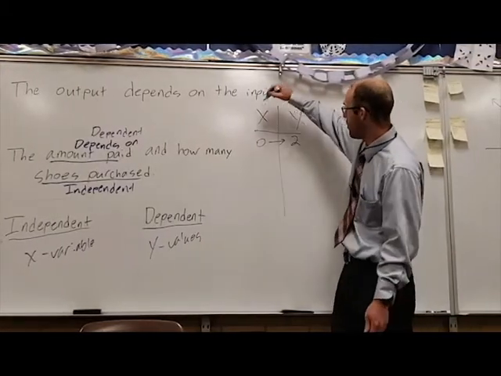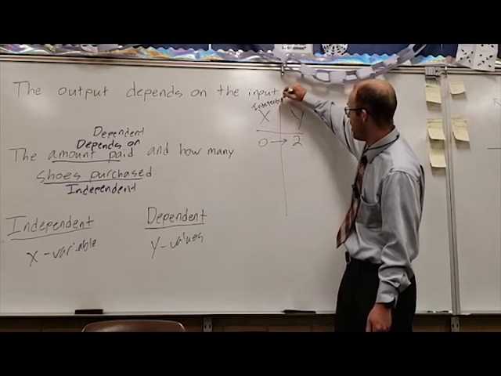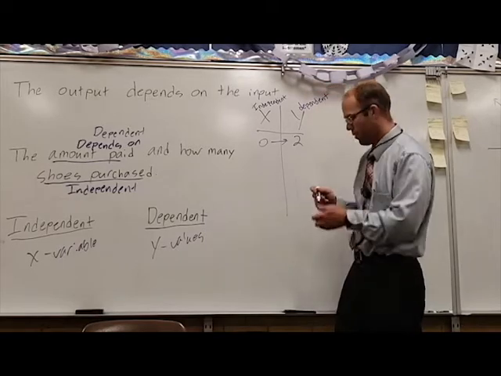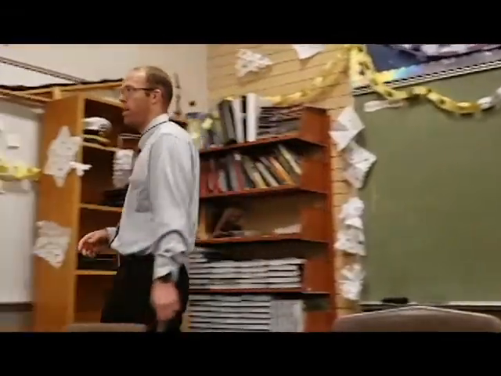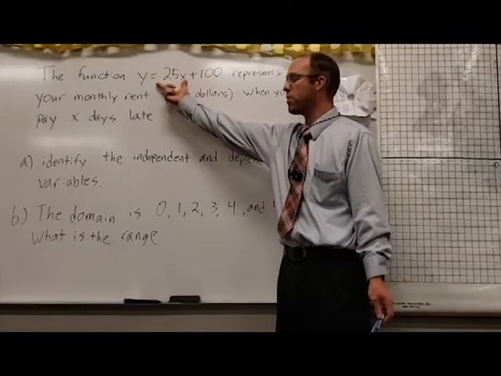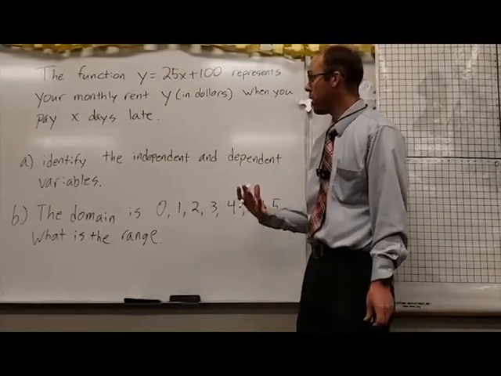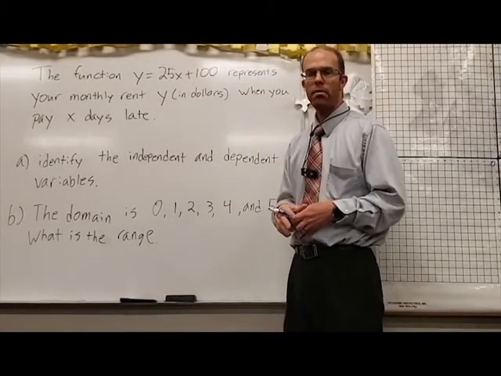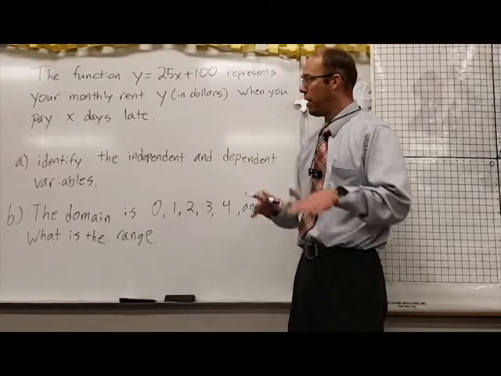We now just have different words for this. This is our independent, and this is our dependent variables. Those work nicely with stories. So let's take a look at a story problem over here. We have an equation. It says that this function given by this equation, y equals 25x plus 100, represents your monthly rent in dollars when you pay x days late. So if you are late by a few days, you're going to end up paying more. If you're on time, you'll end up paying less.